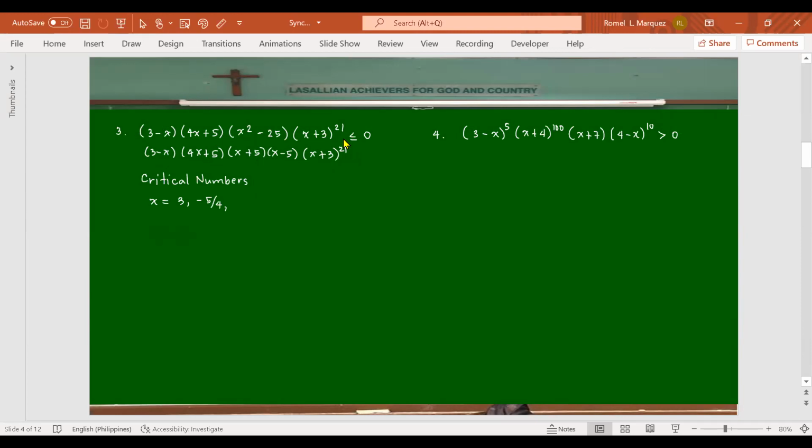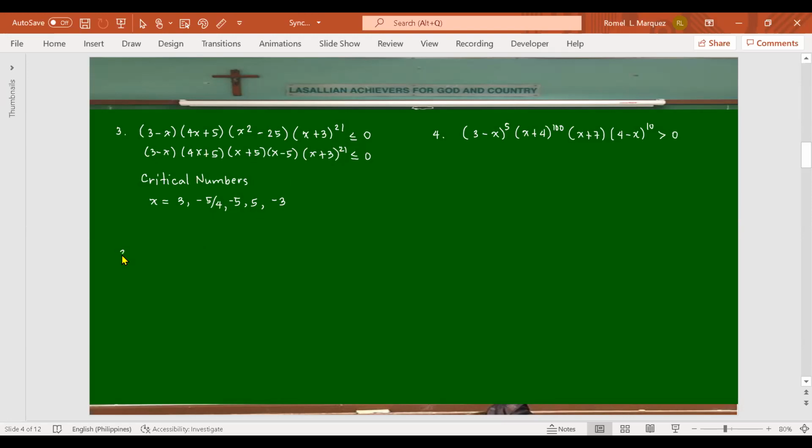Raised to 21. This exponent is just threatening you, no? But actually it's simply like 1. If you have an odd power, you treat it like 1 as the exponent. It's just frightening you, no? Negative 5, positive 5, negative 3. Okay, guys?